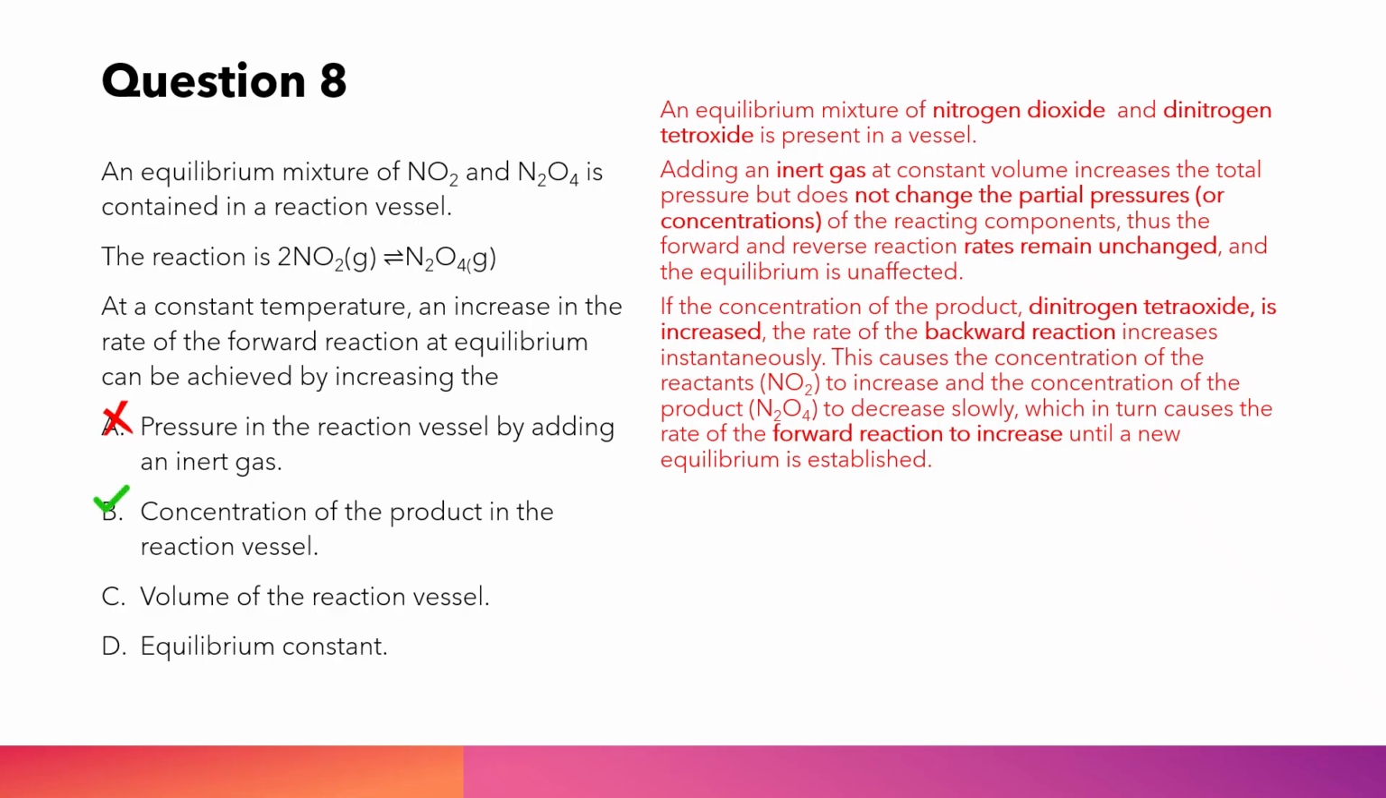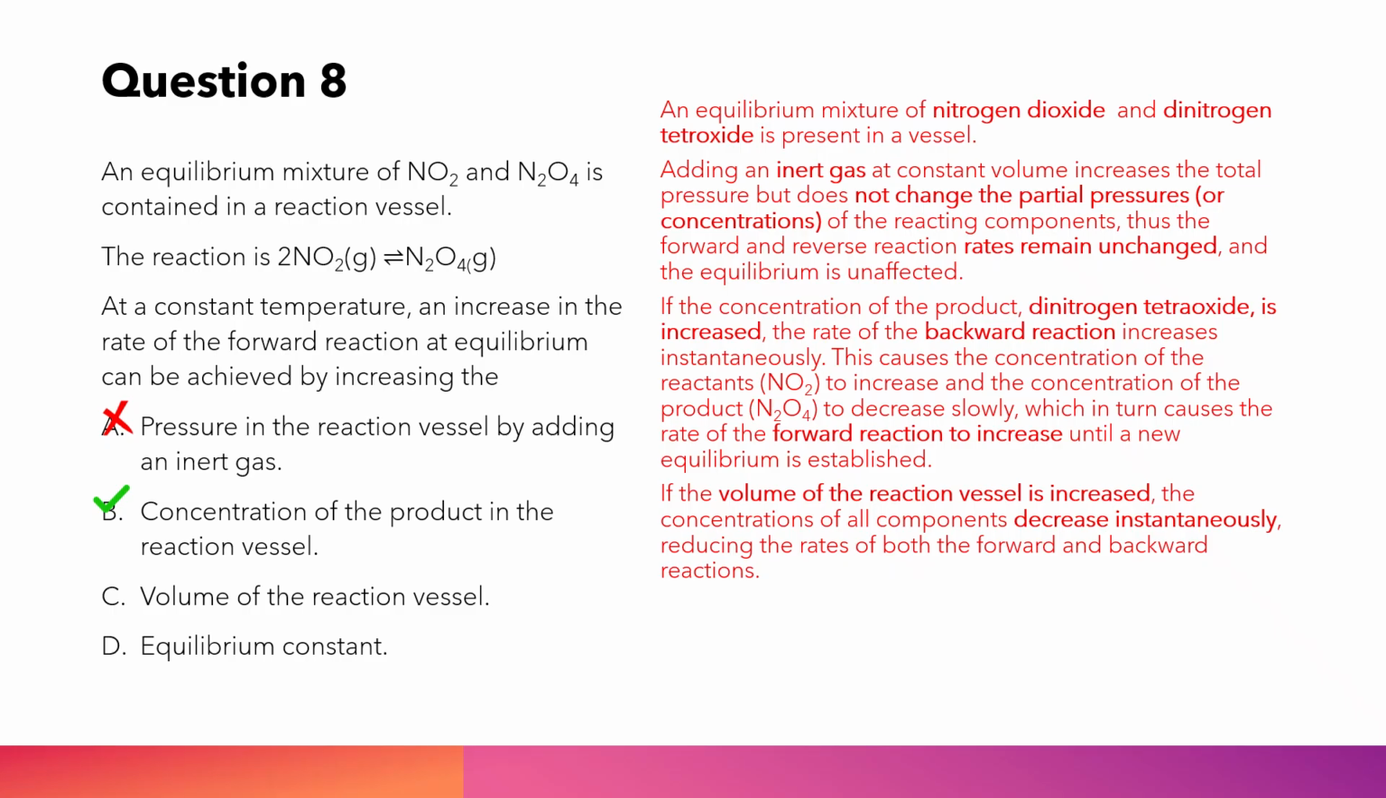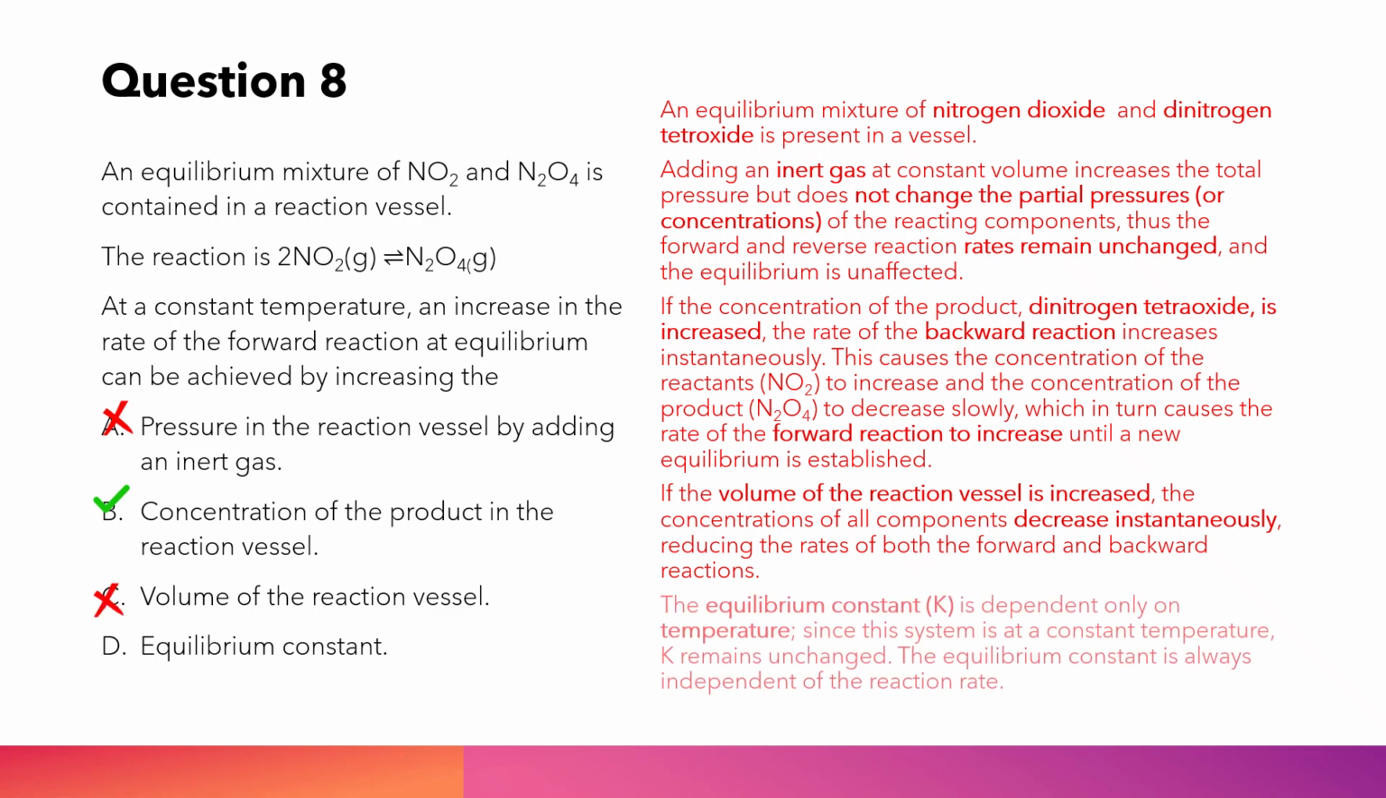If the volume of the reaction vessel is increased, the concentrations of all components decrease instantaneously, reducing the rates of both the forward and backward reactions. The equilibrium constant, K, is dependent only on temperature. Since this system is at a constant temperature, K remains unchanged. The equilibrium constant is always independent of the reaction rate.